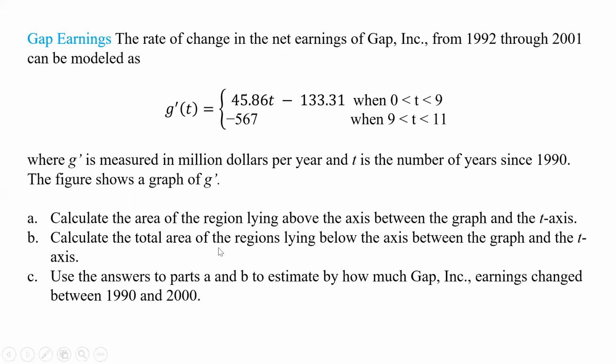Then calculate the total area of the regions lying below the axis and between the graph and the t-axis, and then use the answers in part A and B to estimate how much GAAP Inc. earnings changed between 1990 and 2000. All right, well, I don't think that's supposed to be 1990 and 2000. It's probably since 1990 and to 2000. They just have different things here.